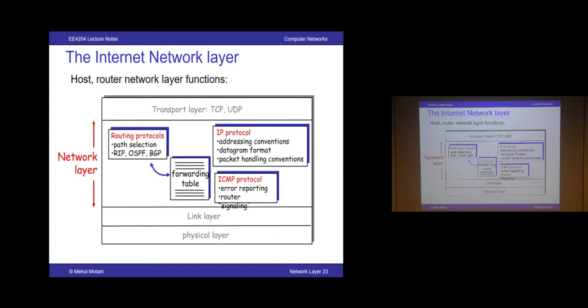Yeah? Sorry? Yeah. Multiplexing and demultiplexing is not about end-to-end reliability. Okay? It needs to be done. It's done at transport layer. Here, ICMP is an example.